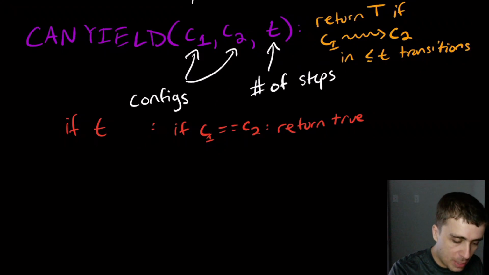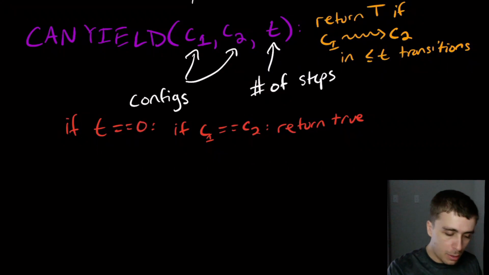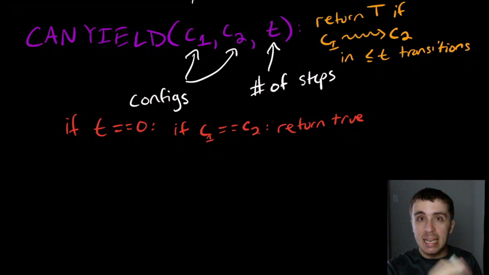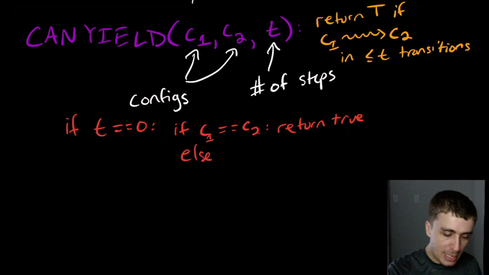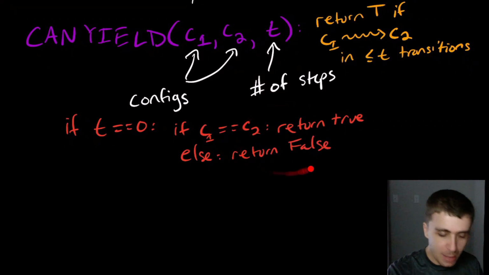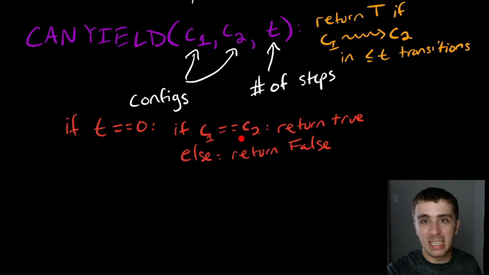Actually, I'm going to separate it out a little bit more. So if T equals 0, they must be equal configurations at that point, and otherwise we're going to return false. I know this is terrible code, but it's just to make it a little clearer. If they're exactly the same configuration, we return true, otherwise you return false.